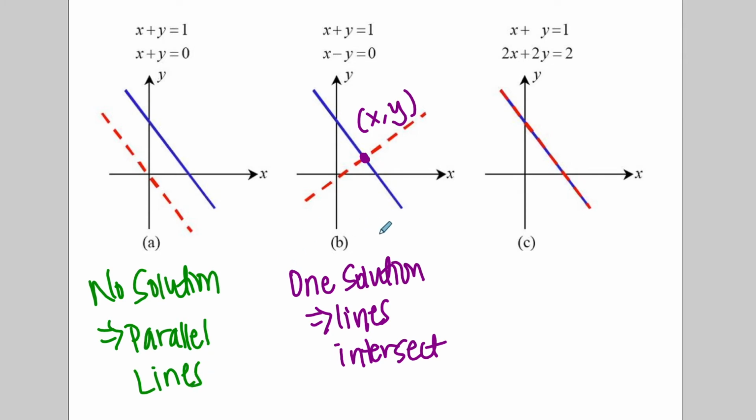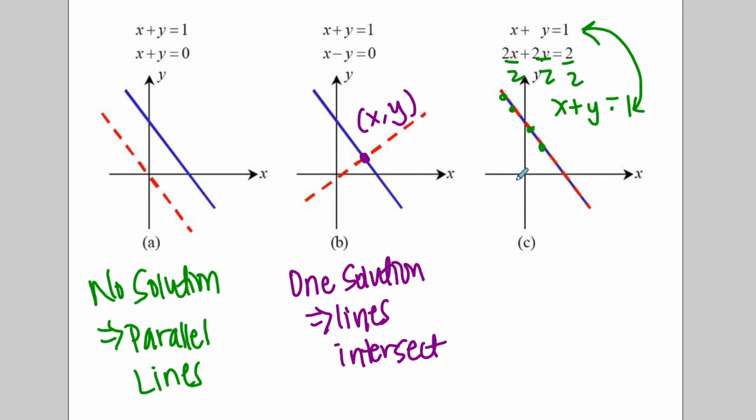And then the last option is that our two lines are exactly the same line. If you notice, I could take this one and divide it by 2, and I get x plus y equals 1. So these are the same thing. If you graph the same line on top of the same line, how many times do they intersect? Everywhere. They intersect all the time.